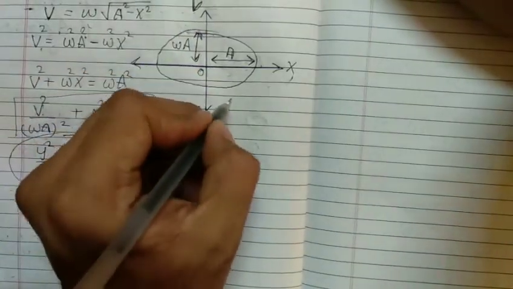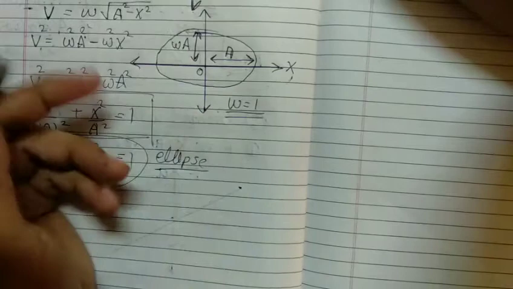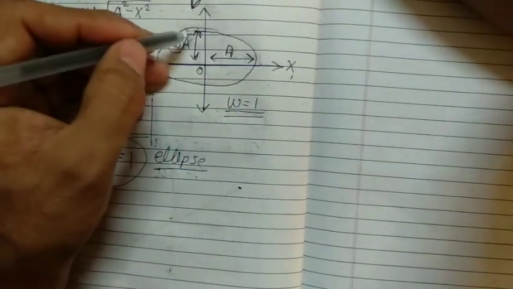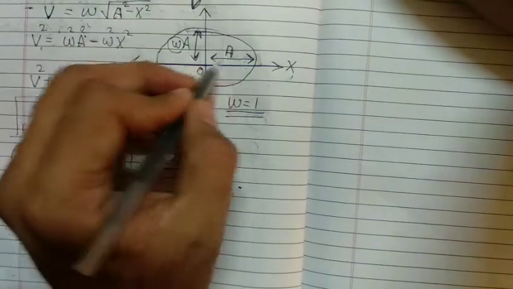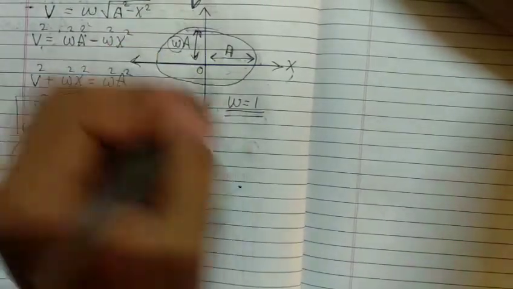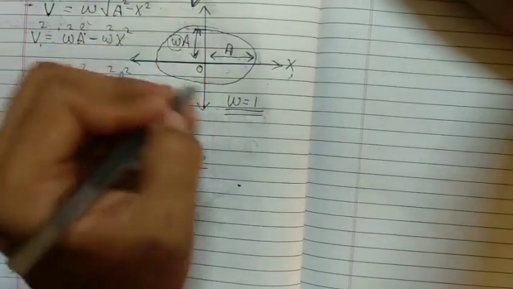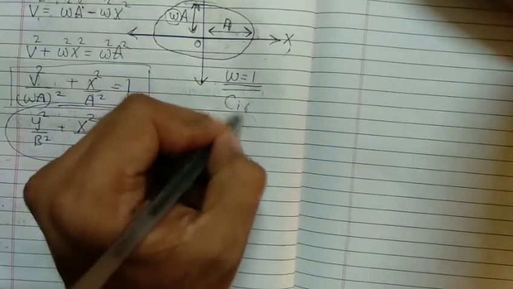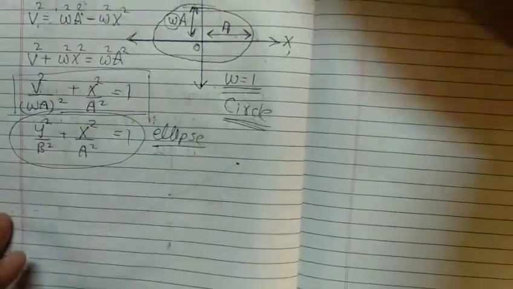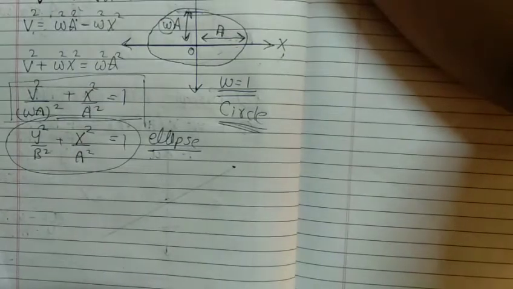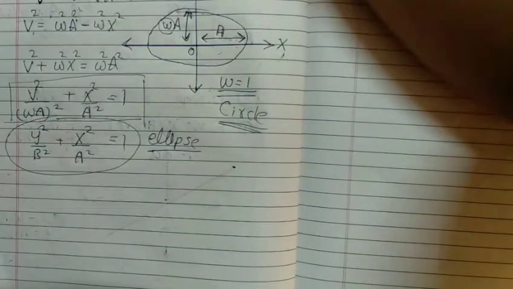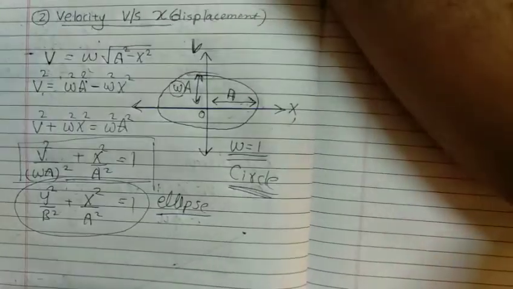Suppose in this equation omega is given as 1. For this oscillation omega is 1. If omega is 1, you can understand that the semi-major axis and semi-minor axis will become equal. So when omega is 1, this will turn out to be a circle. This ellipse will become a circle. Okay, so omega 1 means it will become a circle. So this is the graph of v versus x.